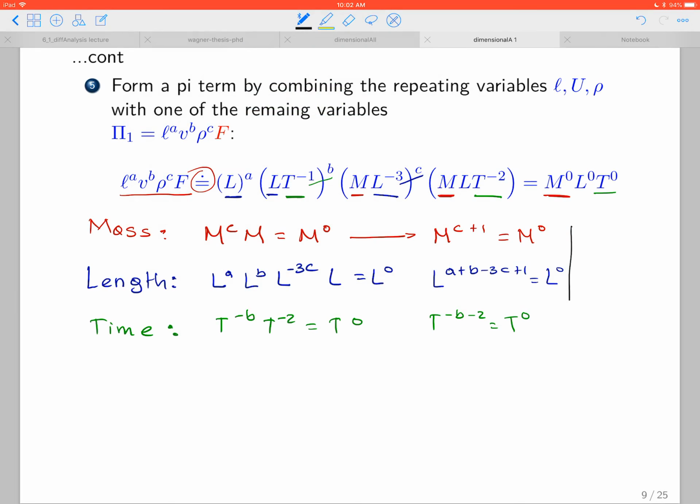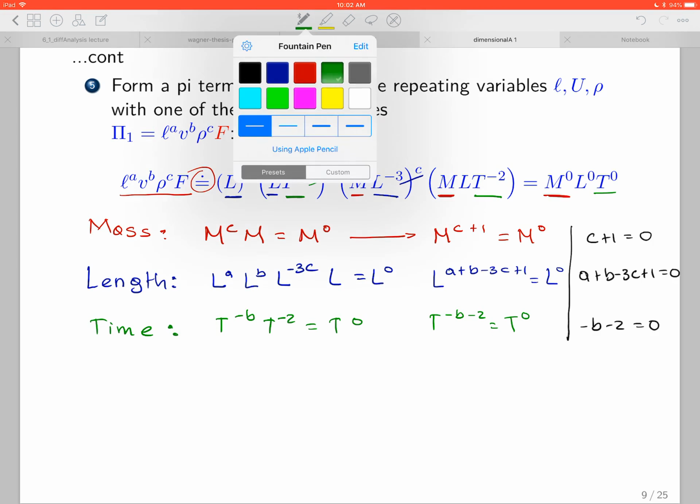So the important thing are the exponents. So from the first one, we have that c plus 1 equal to 0. From the second one, we have that a plus b minus 3c plus 1 equal to 0. And the last one, we have that minus b minus 2 equal to 0.